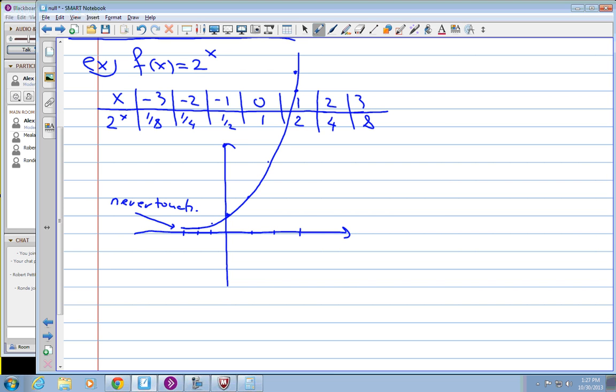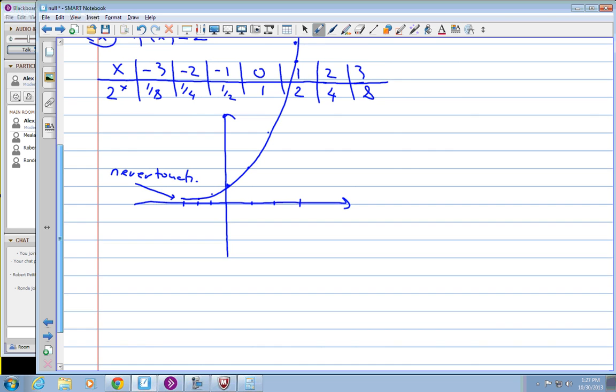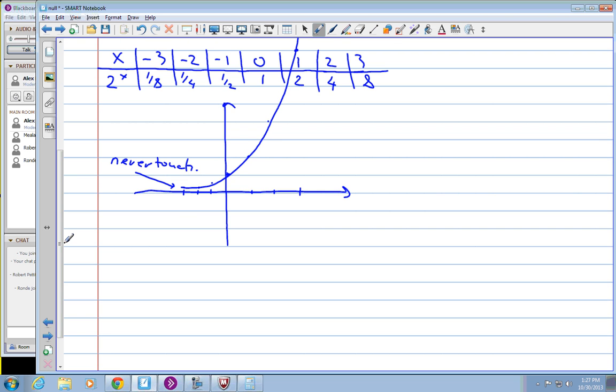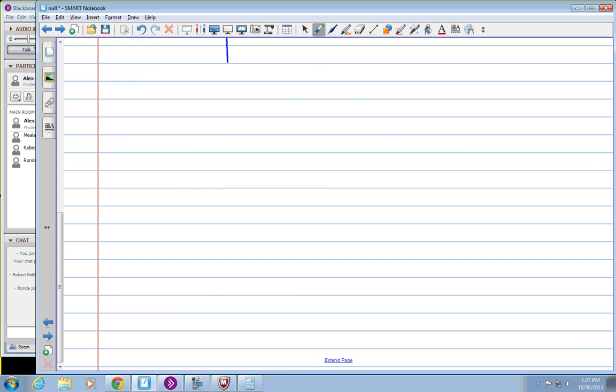Would that be a one-to-one function just by looking at this graph? Yeah? Why? Because it passes the horizontal line test. Good. All right.